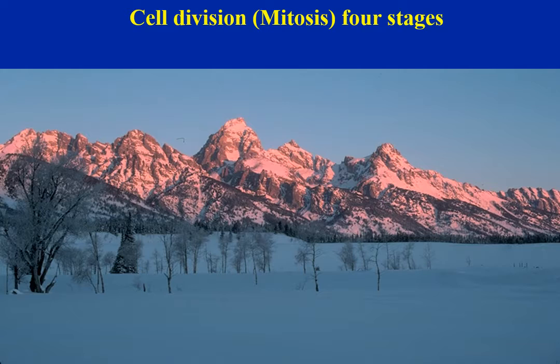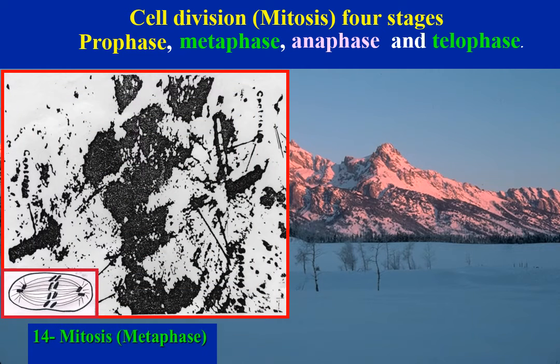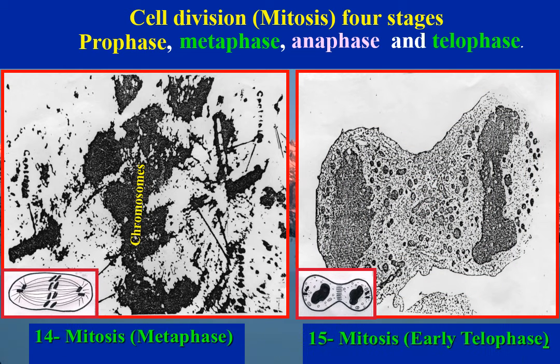Cell division, mitosis is an indirect cell division occurring in somatic cells. Stages of mitosis: prophase, metaphase, anaphase, and telophase. Some electron micrograph photos of some stages of mitosis. Metaphase stage, in which the chromosomes are arranged in the equatorial plane. Early telophase stage, in which there is separation of the chromosomes towards each pole of the cell.